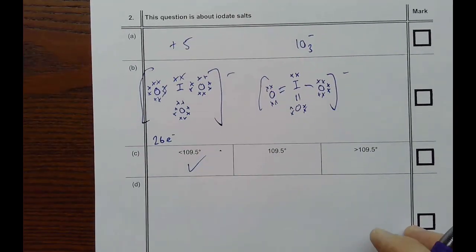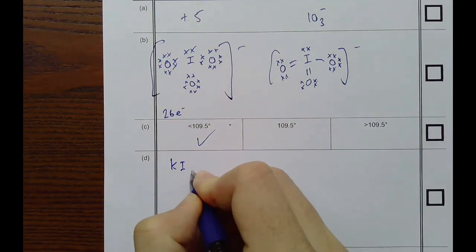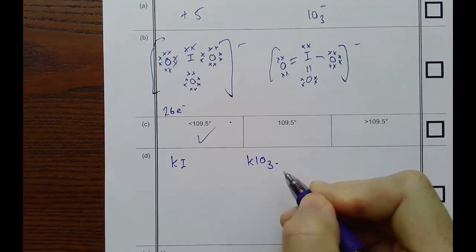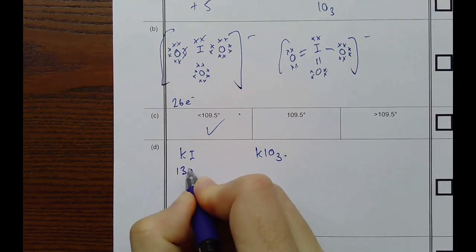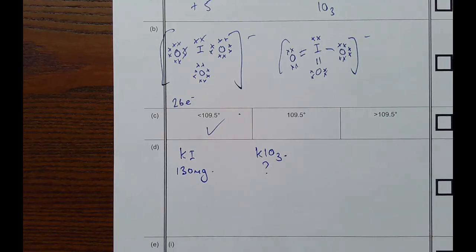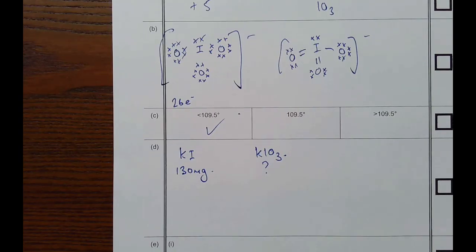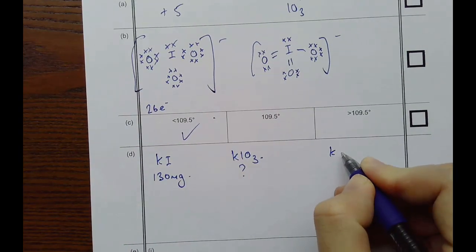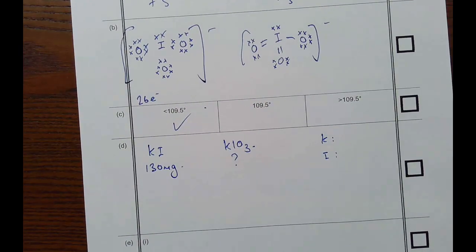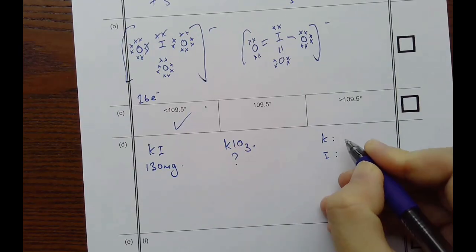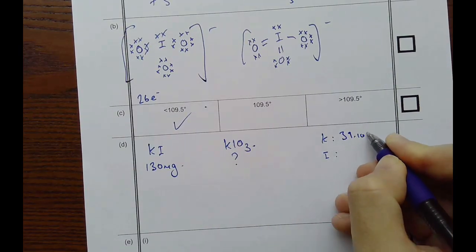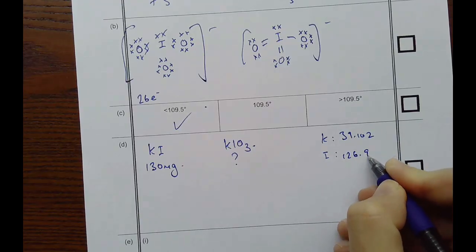Okay, so what we have is potassium iodide and potassium iodate. I have 130 milligrams of that, and I want to know how much of this contains the same amount of iodine as the 130 milligrams of that. So the best place to start here is probably to work out how much iodine is in here. In order to do that, I need to know my mass of potassium and my mass of iodine. I still don't have a periodic table, so let me just look those numbers up quickly. This is 39.102 and 126.90.